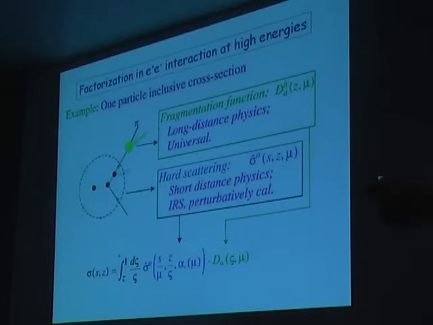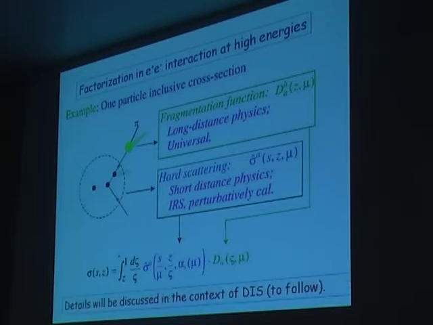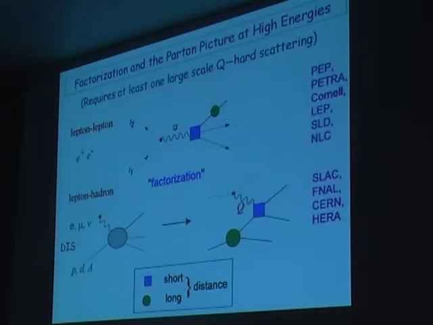And this then is the factorization theorem, which forms the parton picture, the parton language we use. Analytically, it is the factorization theorem which has to be proved order by order in perturbation theory. I'm not going to prove this or talk about this until I get to the deep inelastic scattering part. But I just want to give you a preview of what it is like in the context of e+e- here.